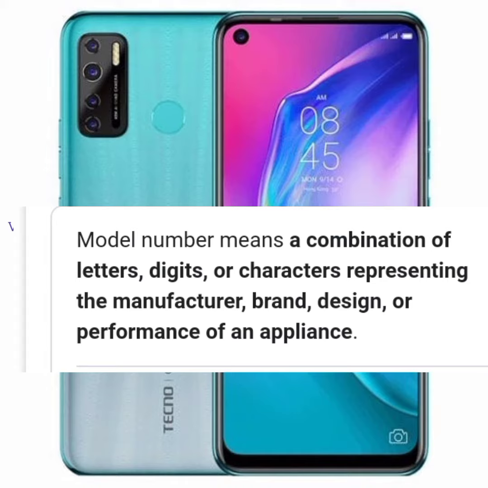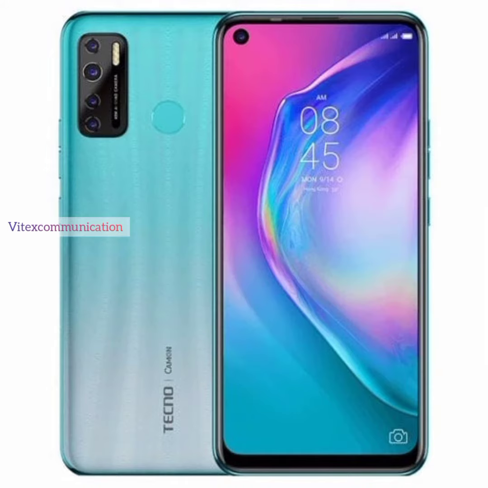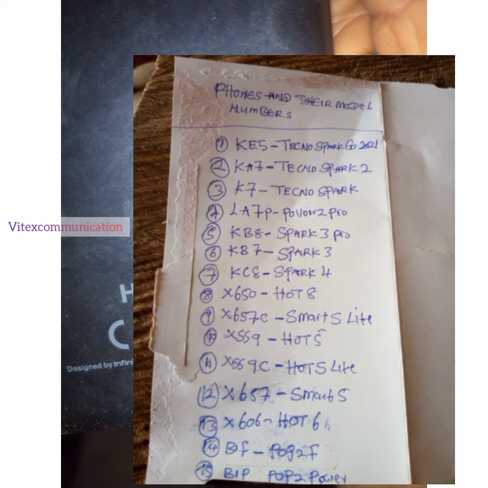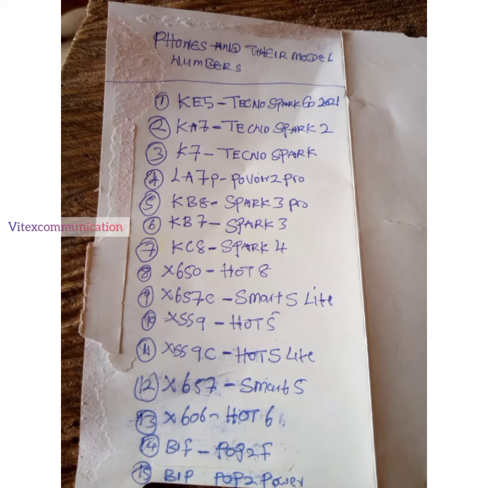So below are some of the phones with their model number. So let's outline those phones. Number one on the screen there is KE5. KE5 is the model number of Spark Go 2021. Two, KA7. KA7 is the model number of Spark 2. LA7P is Povo 2 Pro.